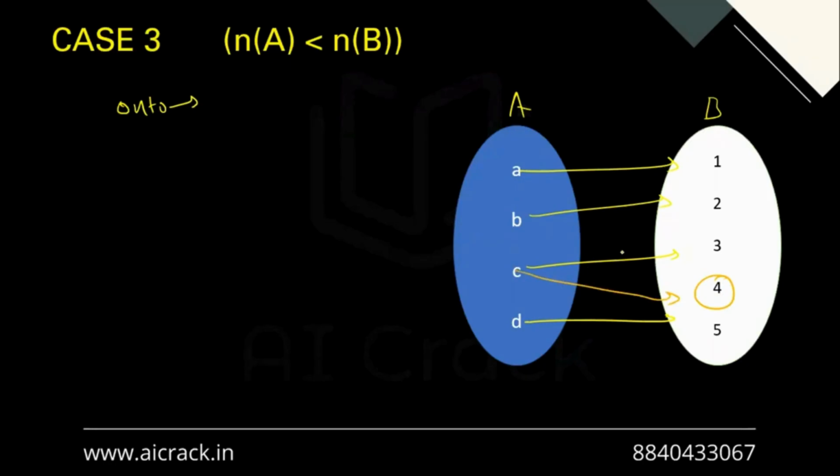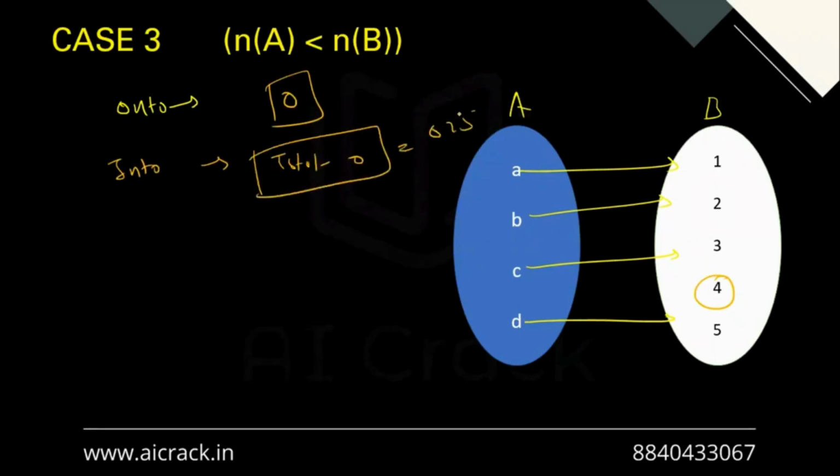Because we cannot have divergent things. We cannot have two images from set A in set B. So basically the total number of onto functions is nothing but 0. So that's why the total number of into functions is total minus 0. That would be nothing but 625.